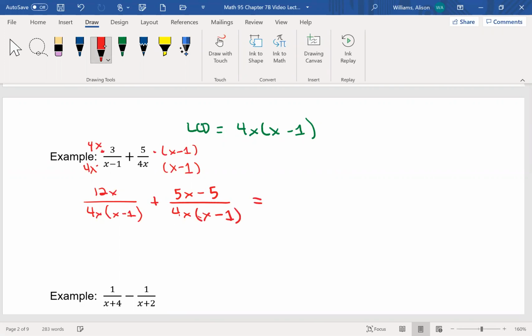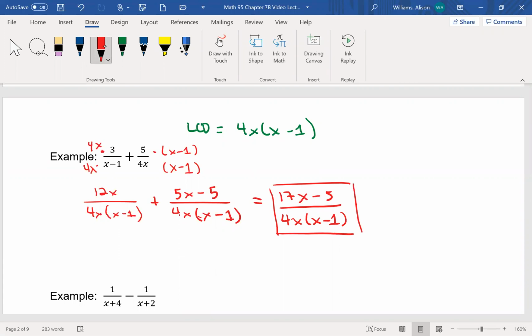We're going to go ahead and add the numerators. Now this time we can add the 12x and the 5x, which will give me 17x minus 5 over 4x times x minus 1. Can't factor anything out of that numerator. There's no GCF, so we're done.